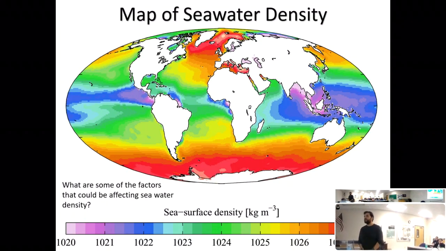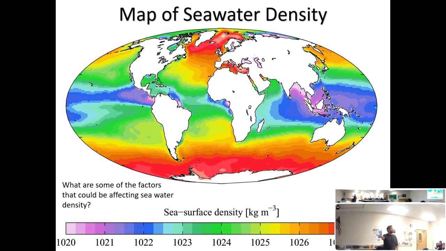Okay, so I just want to show you, this is a global map of seawater density. The colors that are kind of cool colors, like purple and blue, indicate relatively not so dense water. So it's less dense water. The stuff that is red and orangish, that's denser water.